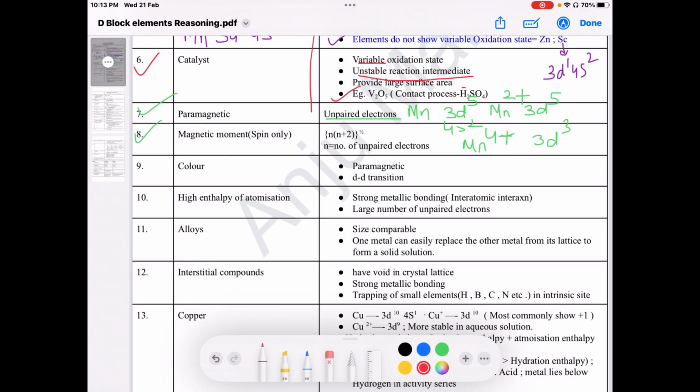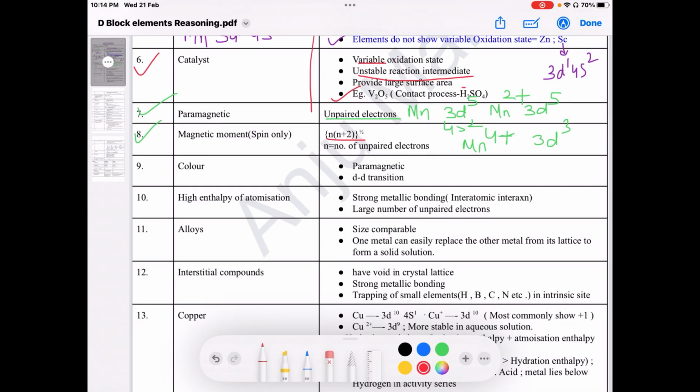Next property is about magnetic moment. Calculate the magnetic moment or spin-only moment of a given compound or a given ion. In that case, we use a formula: magnetic moment is the square root of n into n plus 2, where n is the number of unpaired electrons.